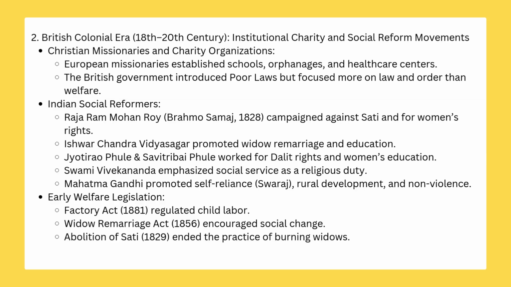Indian social reformers: Raja Ram Mohan Roy, Brahmo Samaj, 1828, campaigned against sati and for women's rights. Ishwar Chandra Vidyasagar promoted widow remarriage and education. Jyotirao Phule and Savitribai Phule worked for Dalit rights and women's education. Swami Vivekananda emphasized social service as a religious duty. Mahatma Gandhi promoted self-reliance, Swaraj, rural development, and non-violence.